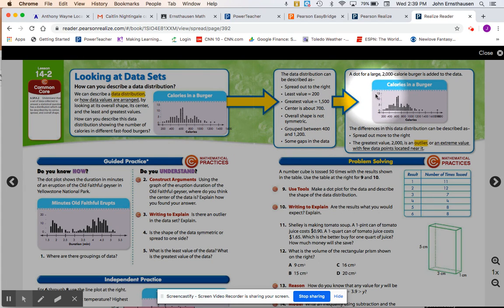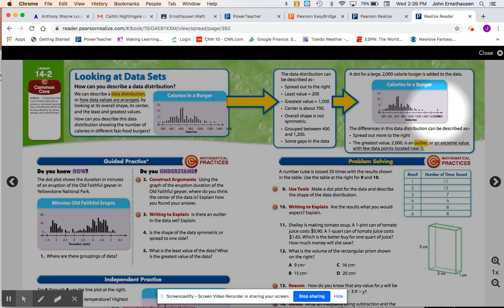A dot for a large 2,000 calorie burger is added to the data. That would be like a triple Whopper. The difference in this data distribution can be described as spread out more to the right, and the greatest value, 2,000, is called an outlier or an extreme value with few data points located near it. It's something that doesn't belong.